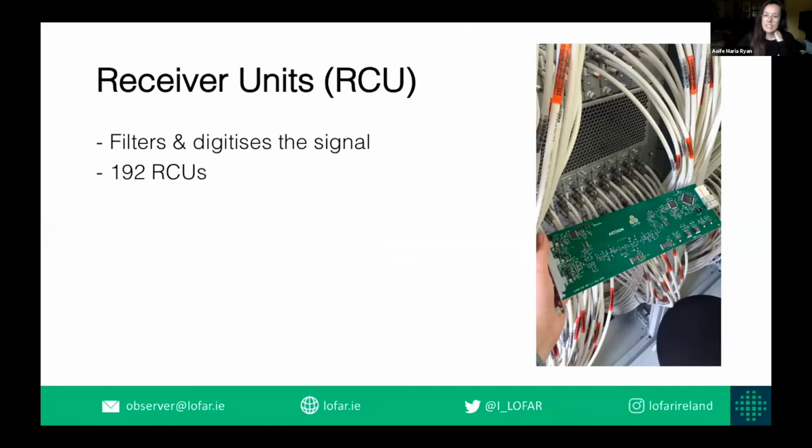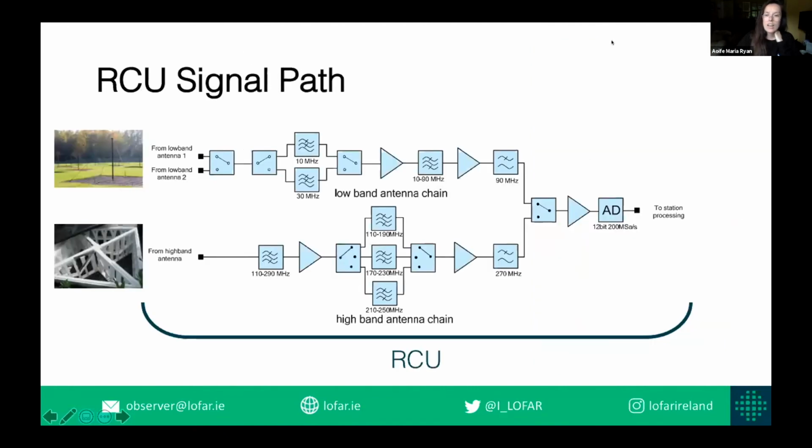You can see that it's a computer board with a number of chips on it. Basically, what's happening with the receiver unit is it filters and digitizes the signal that's coming in from the antennae and makes it usable for us for science. So it's the first stop for the signal on its journey from the antenna to our computers: this RCU.